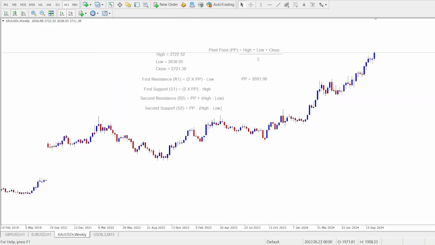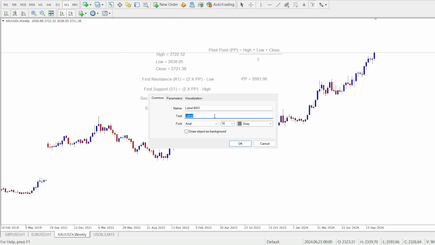All right. Now let us calculate our first resistance. It's going to be 2 multiplied by 2693.98 minus the low, which is 2638.05. That gives us 2749.91.